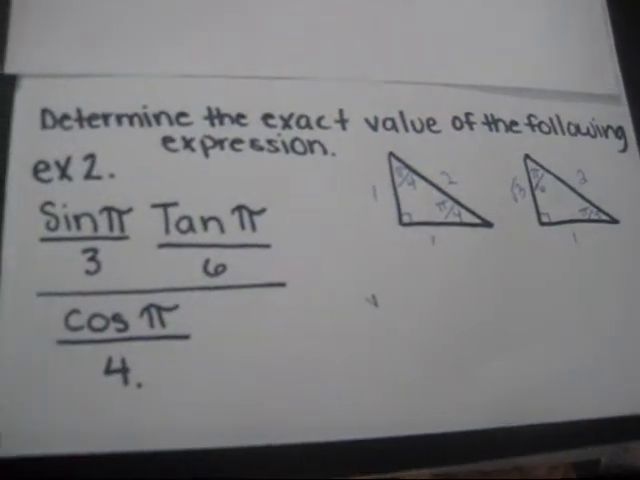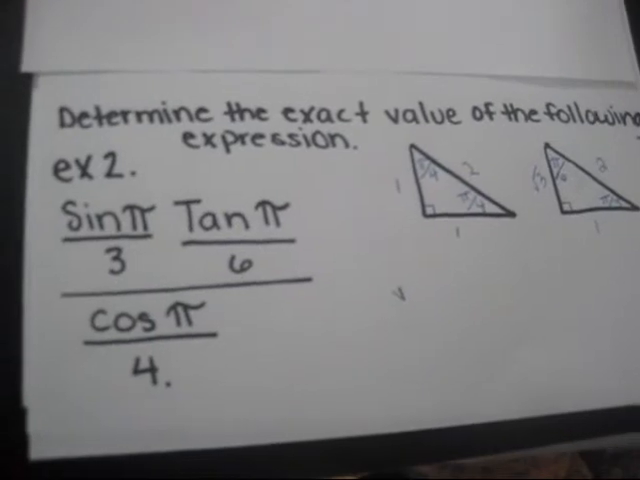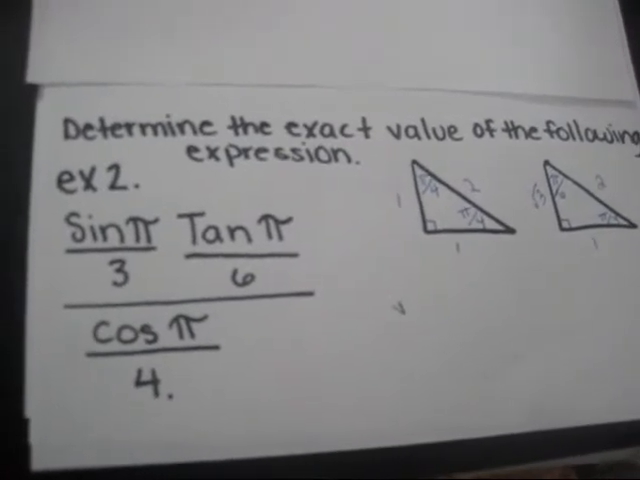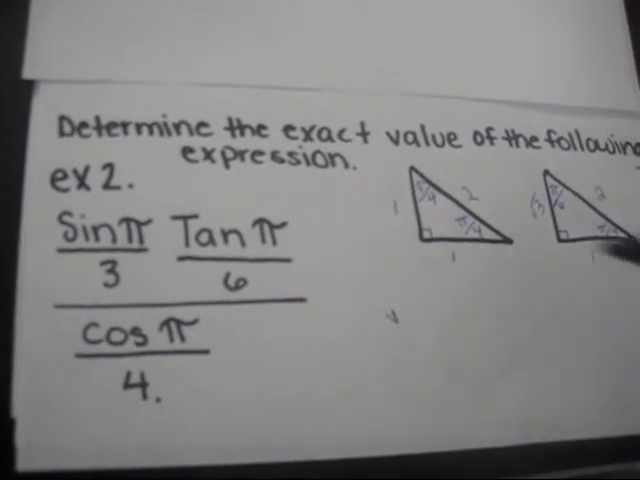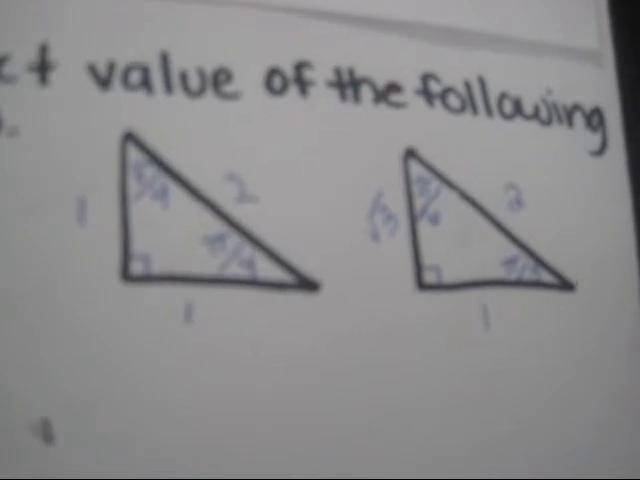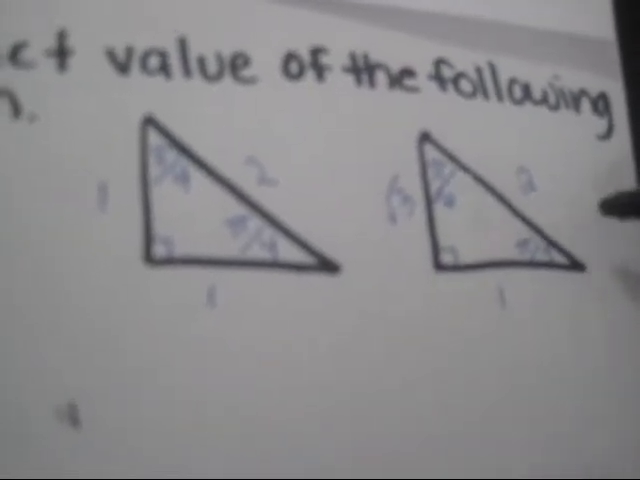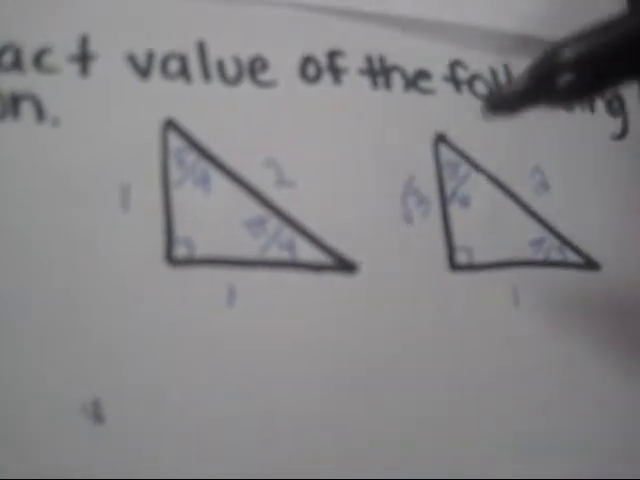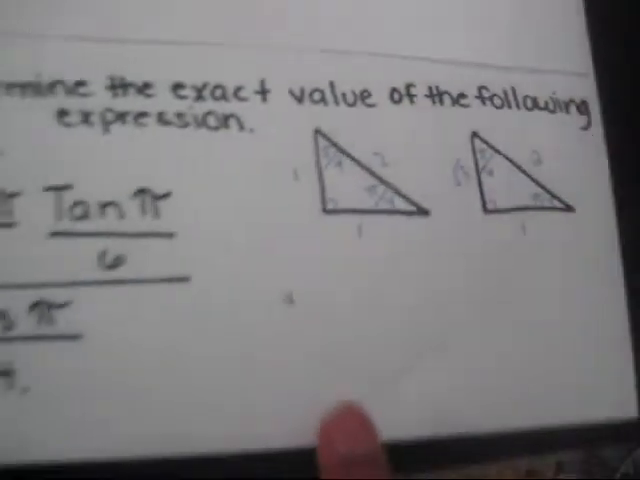Moving on to our second example, which is determine the exact value of the following expression. Sine pi over 3 multiplied by tan pi over 6 divided by cos pi over 4. We'll be looking at our two special triangles in this case, which are right over here. So sine pi over 3, which is over here, is opposite over hypotenuse, in this case root 3 over 2. So we'll be writing that down.